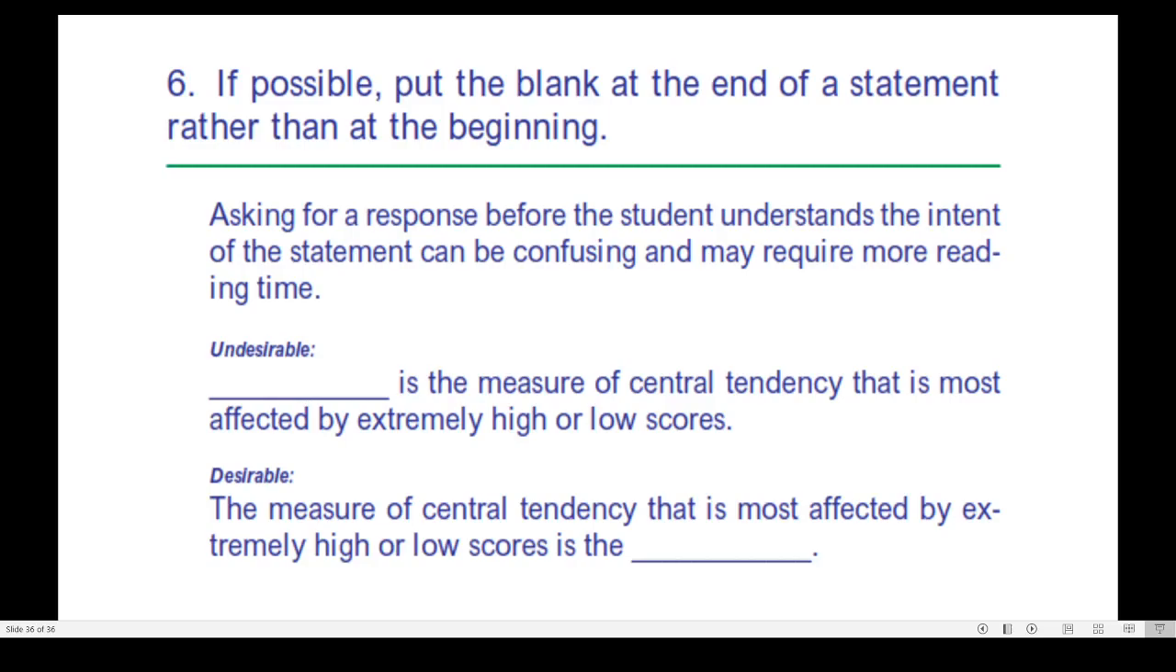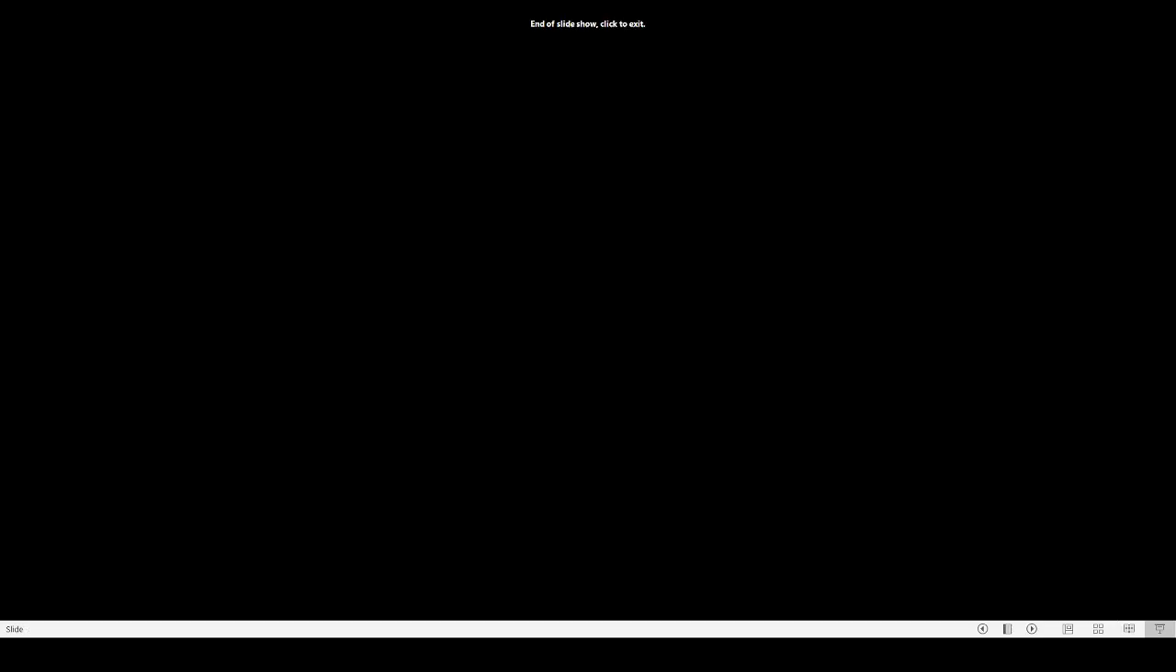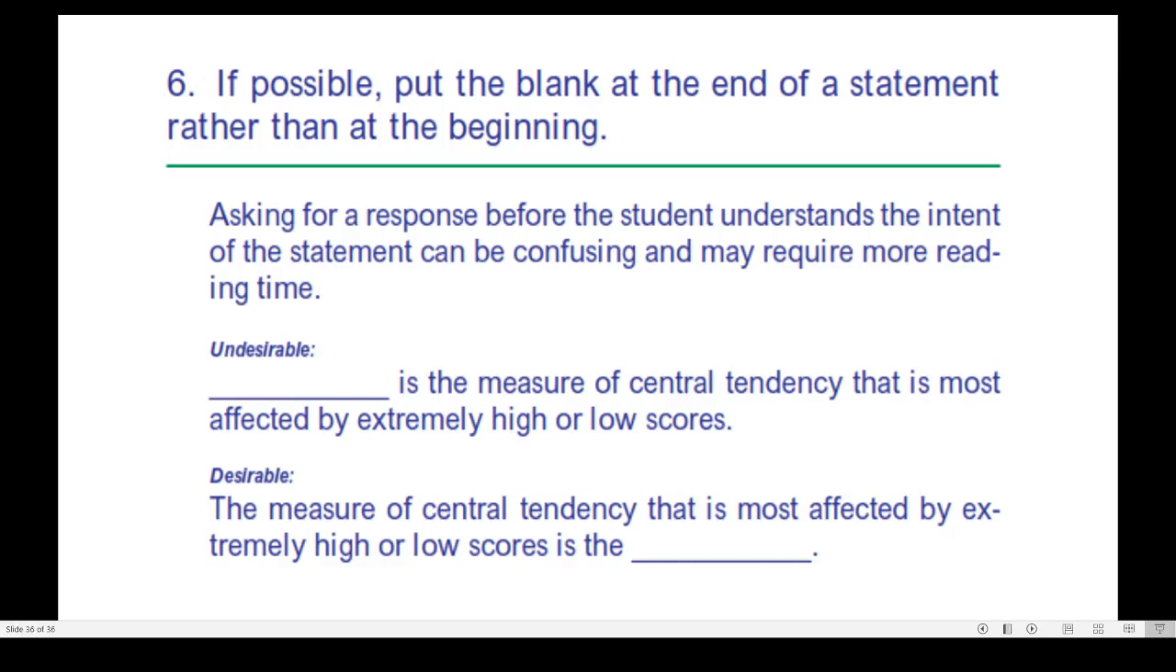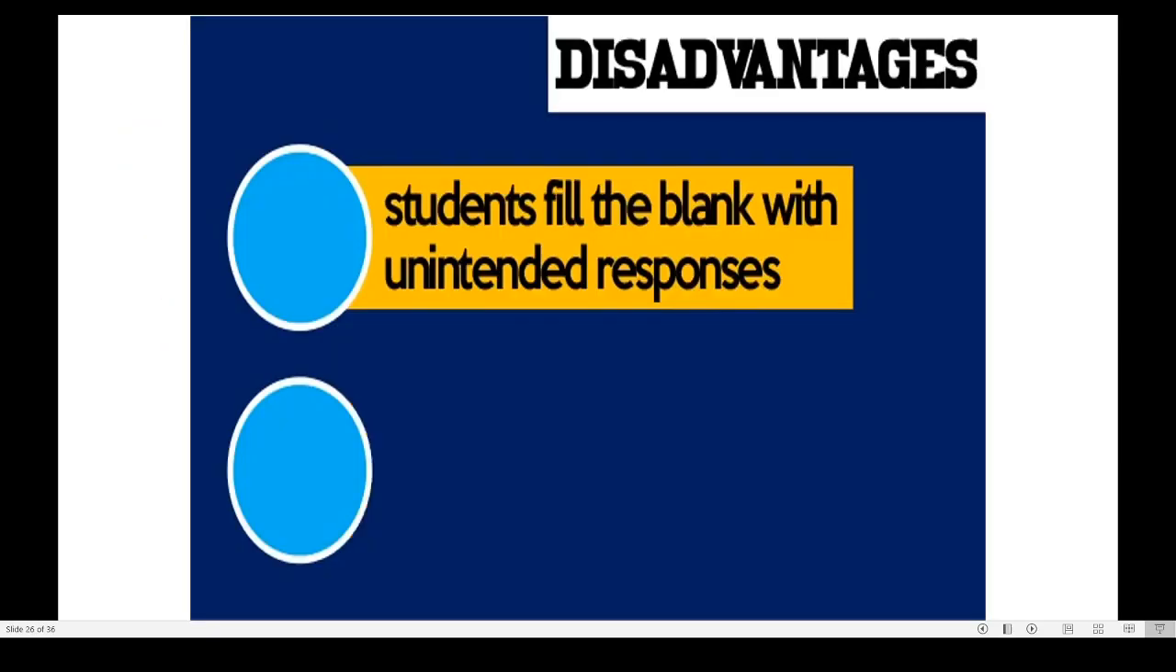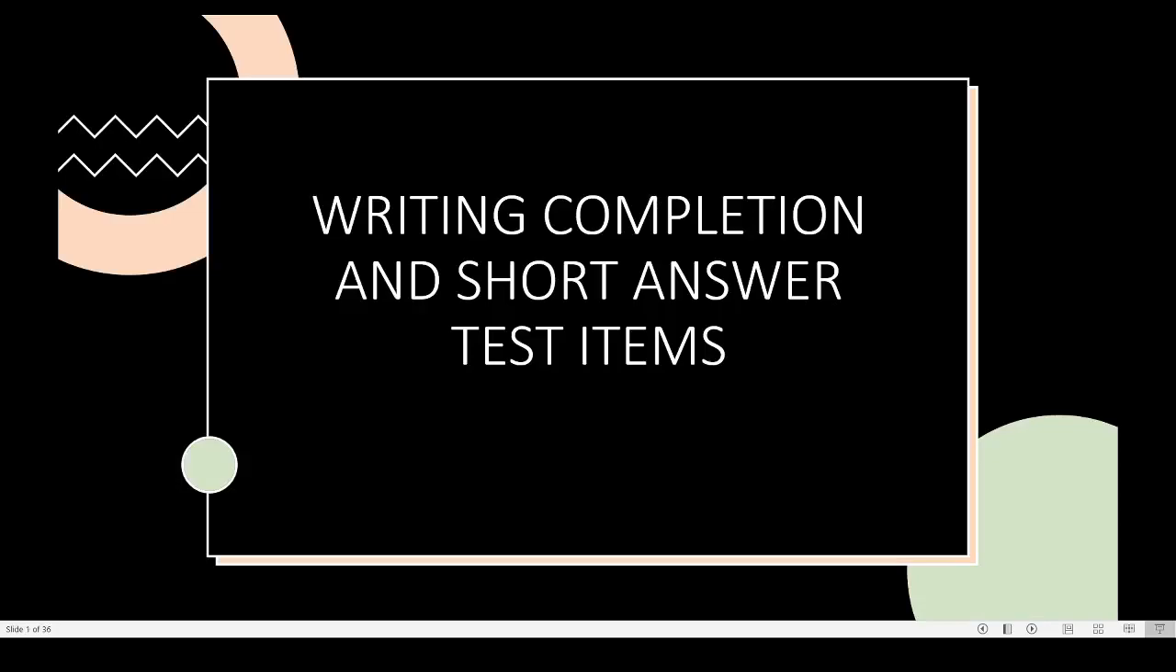Okay? Pag ganito kasi, blank is the measure of central tendency that is most affected by extremely high or low scores. So, tendency is na una yung iisipin mo ng tamang sagot. But ito, binigay mo na sa'yo yung clue, yung idea, yung context para masagot mo, para ma-recall mo yung tamang sagot. Okay? So, those are the rules that we have to keep in mind whenever we are writing items such as completion and short answer test items.